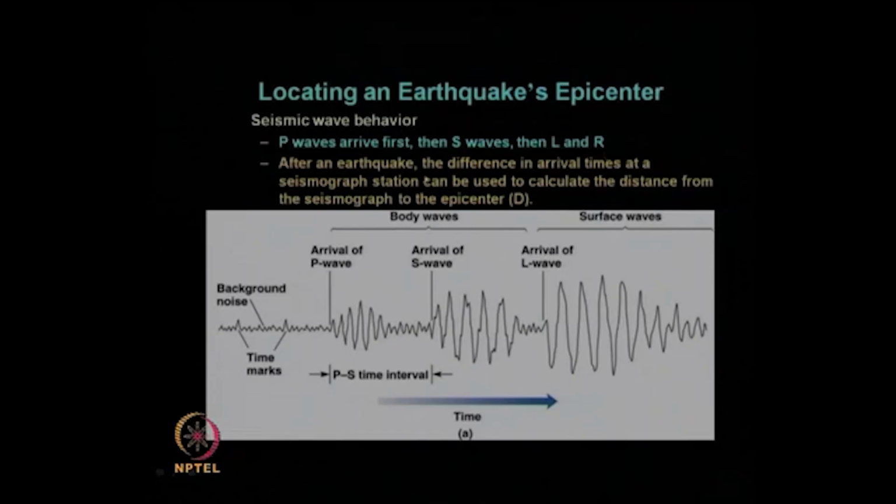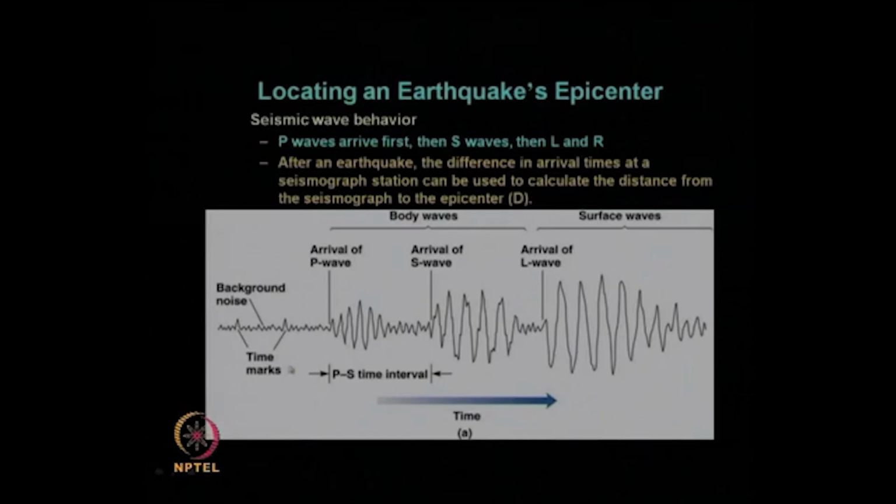So, after an earthquake, the difference in arrival times, that is the first time when they arrive in your seismograph at a seismograph station, can be used to calculate the distance from the seismograph station to the earthquake epicenter. Let us say that distance is d. So, how do we calculate d from various seismograph stations located all around the world? We have to find these various values of d, and through that we can find the earthquake epicenter.